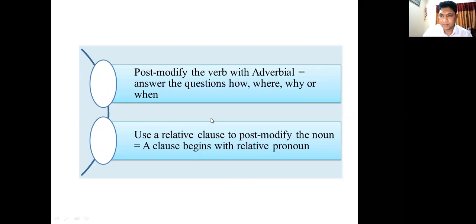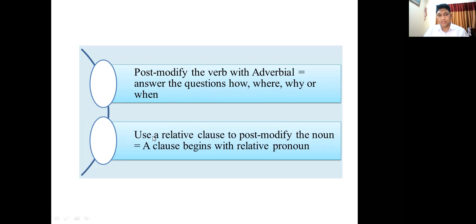Come to the last slide, that is modify the verb with adverbial. Adverbial means adverb phrase. I repeat, adverbial is synonymous with adverb phrase. You know that adverb phrases basically answer the questions how, where, why, when. In the same way, adverbial also answers the questions how, where, why, or when.